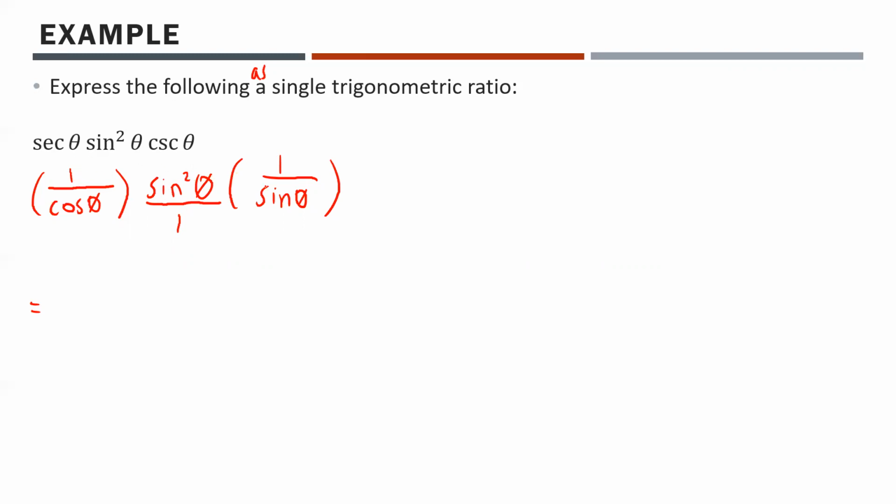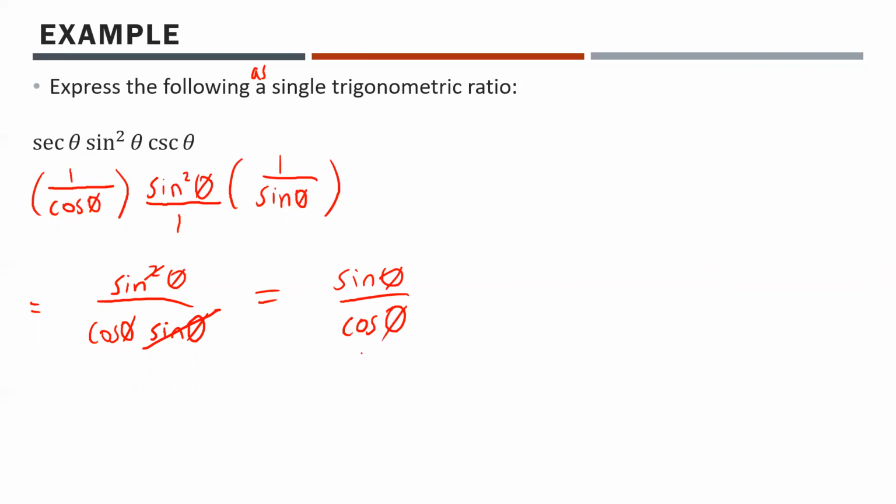Well, 1 times sine squared times 1 is, of course, just sine squared. And on the bottom, we have cosine times 1 times sine. So that just gives us cosine theta times sine theta. What's interesting here now is we have sine squared on the top and a sine on the bottom. Well, this sine can be crossed out and one of these sines can be crossed out. So this is just going to leave us with sine theta over cos theta.